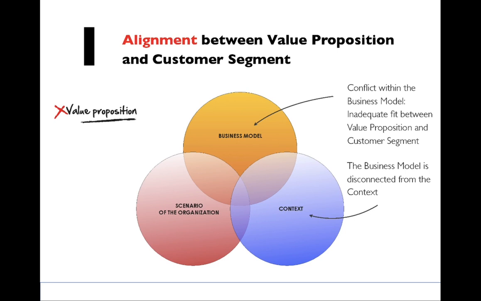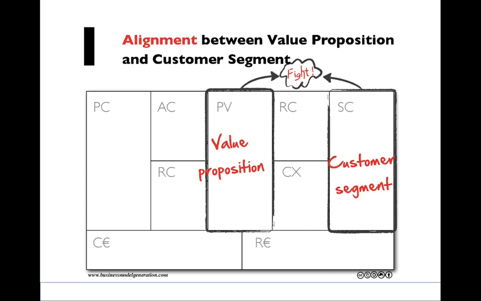So if we get this wrong, what we end up with is conflict between the business model, so an inadequate fit between the value proposition and the customer segment, and the business model is effectively disconnected from the context. So in other words, what we're providing, the customer doesn't want. Okay, and we get that fight happening between those two segments of the business model canvas.